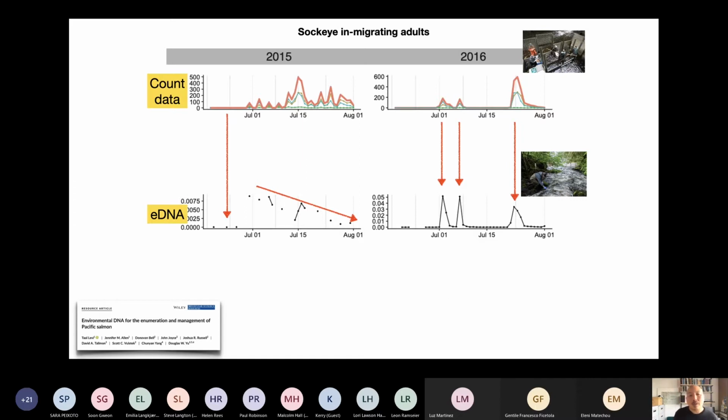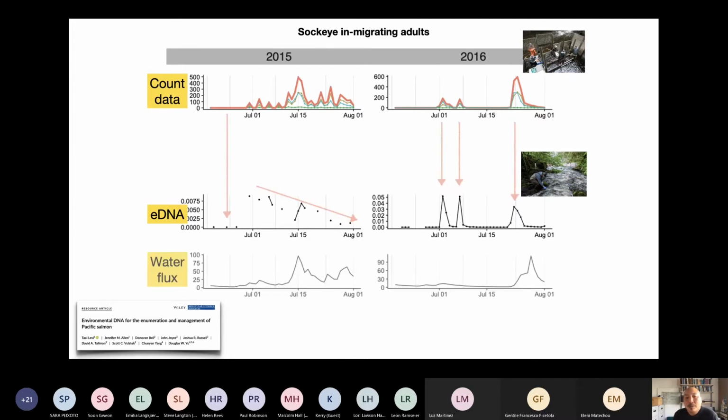So what's going on here? What's going on is that eDNA, these measures by quantitative PCR are concentrations. So it's some kind of nanograms per microliter type thing. But the thing is, the number of microliters is changing because the level of the river is going up and down all the time, as you can see here.